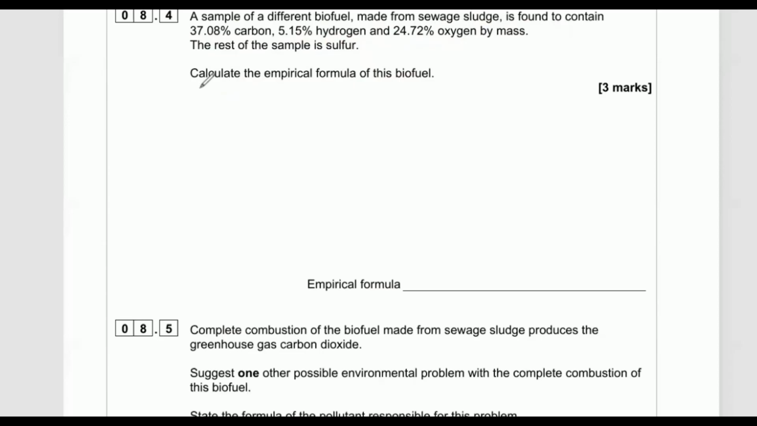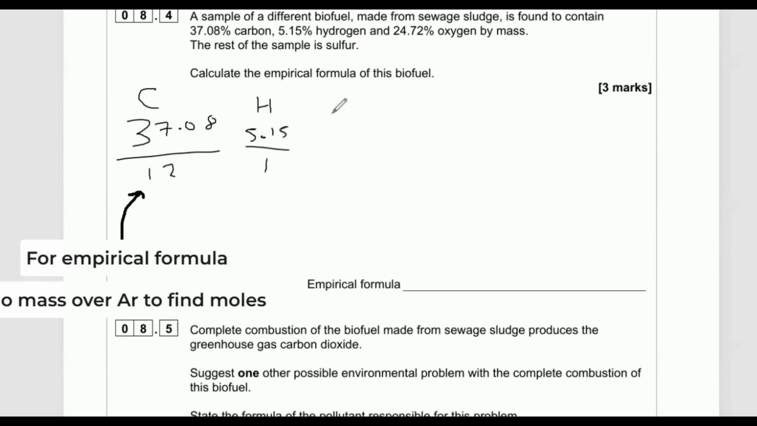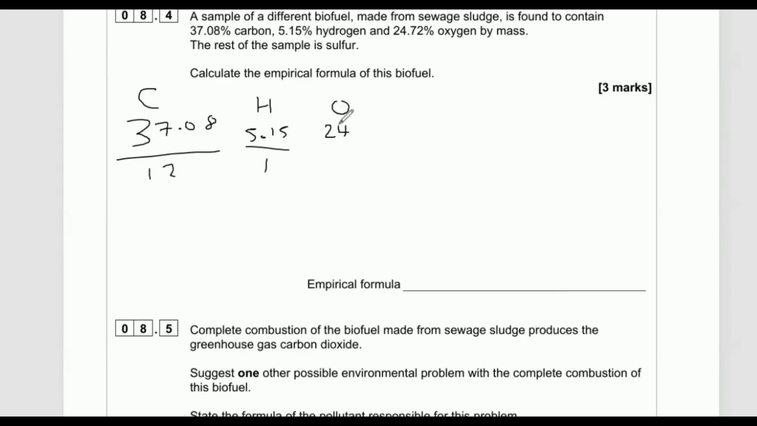So we're going to go for carbon. We want to do 37.08, and we're going to divide that by 12. And then for hydrogen, we want to do 5.15, and we're going to divide that by 1. For oxygen, we want to do 24.72, and we want to divide that by 16. And then the rest of the sample is sulfur.